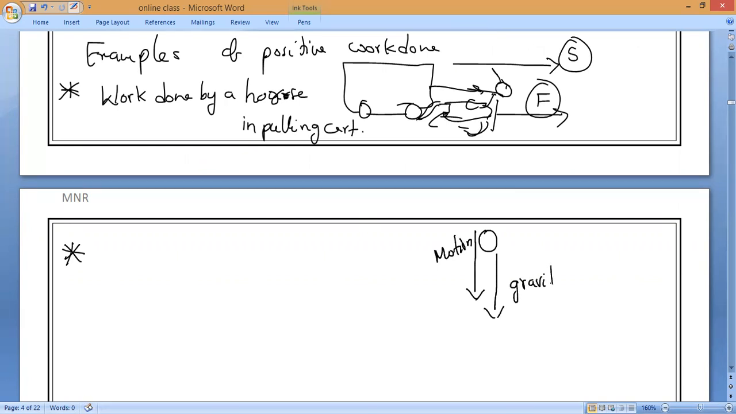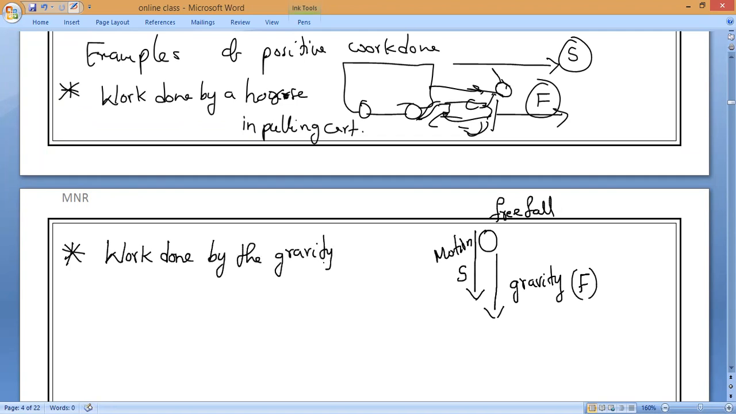Now tell me, is it positive work done or negative work done? I want a response from you. The ball is in free fall, falling in the same direction, meaning displacement is also in the same direction, and the direction of force is also the same. Now tell me, positive work done or negative work done? Positive work done, sir. That is the second example. Work done is positive because both are in the same direction. Understand? That is work done by gravity.